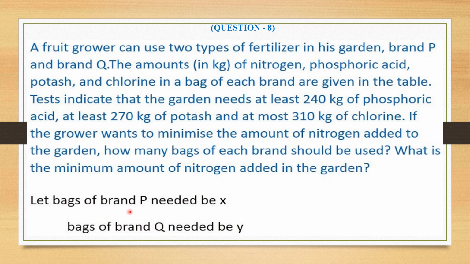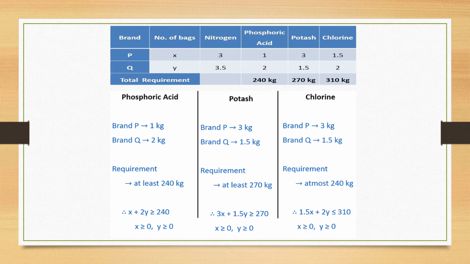So let bags of brand P needed be x and bags of brand Q needed be y. Let us see the table. The table has two brands, P and Q. Number of bags: for P it is x, for Q it is y. Nitrogen, phosphoric acid, potash and chlorine are given as in the table. The total requirement for phosphoric acid is at least 240 kg, for potash at least 270, for chlorine at most 310 kg. Nitrogen is not given here as it is going to be the objective function.